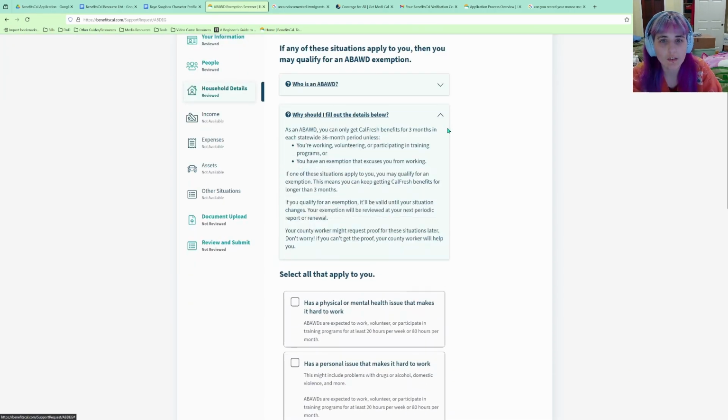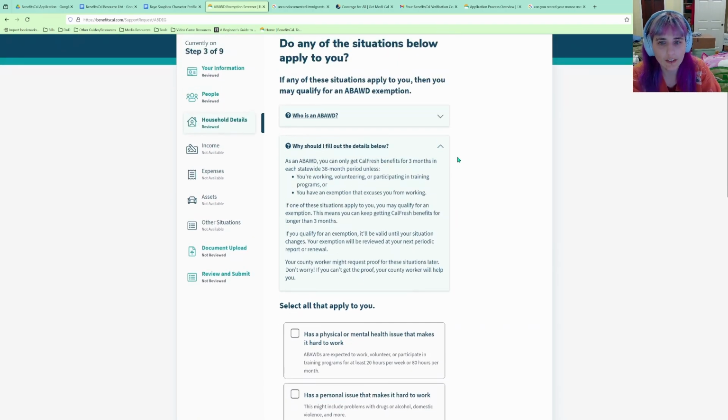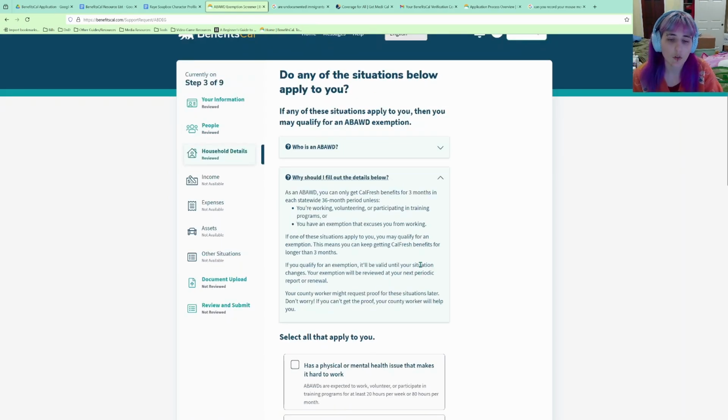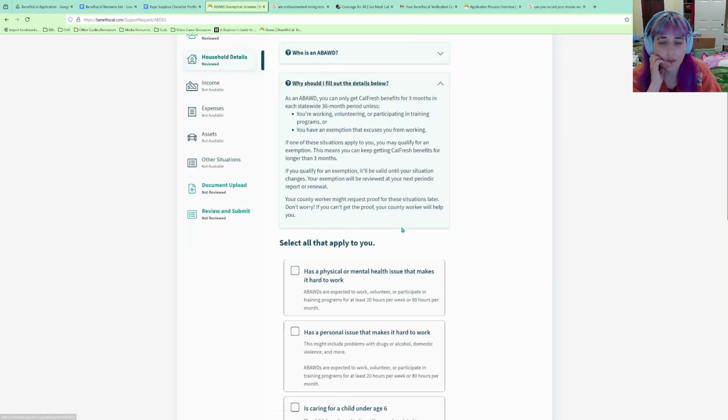Why should you fill out the details below? Part of it is making sure you're not accidentally committing fraud, so you want to report these eligibility criteria and make sure that you get the CalFresh coverage that you should be getting. But you can also have an exemption, so that will help determine if you should be getting the benefits for longer, even if you're working the 80 plus hours per month and are between 18 and 54.